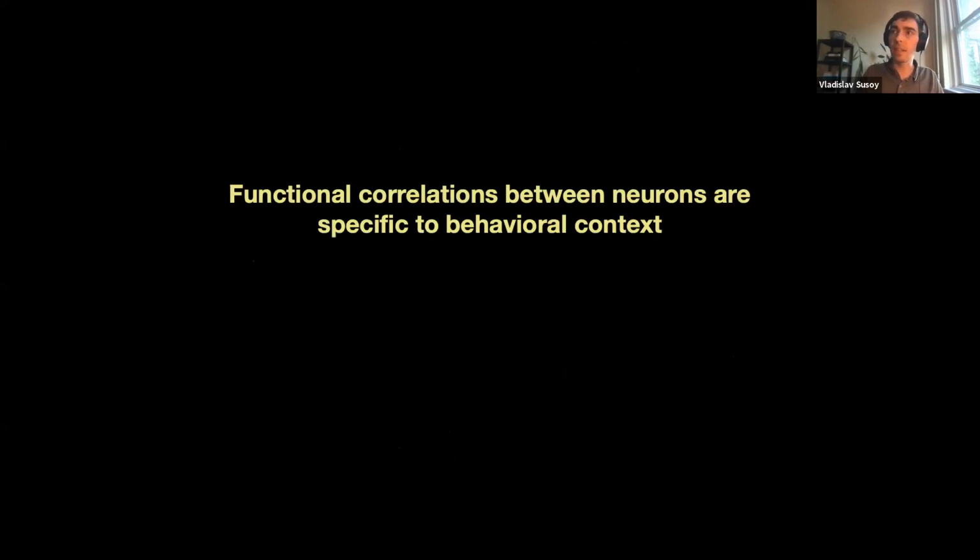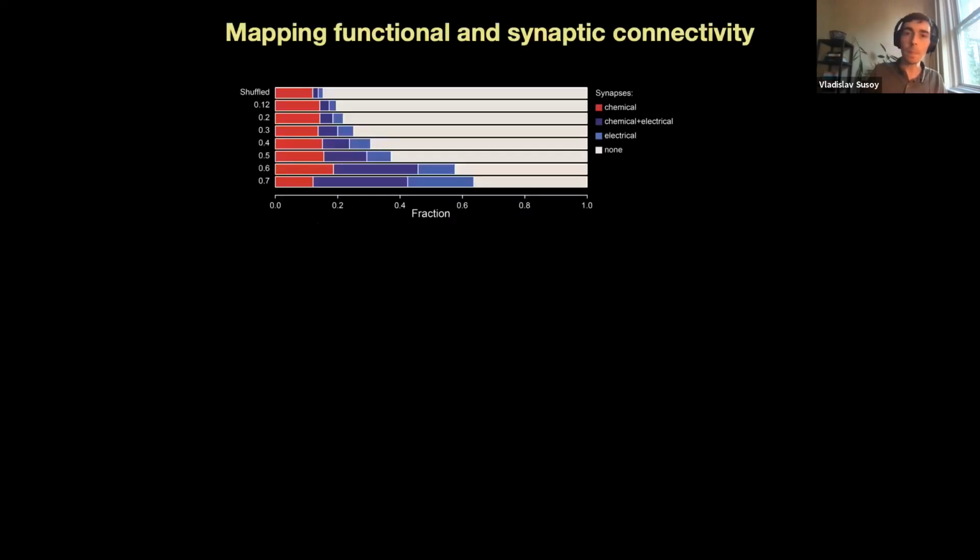So if the functional correlations can be different depending on behavioral motifs, then the question is how one synaptic wiring diagram supports multiple patterns of functional correlations. And of course, in this case, you would assume that the patterns of functional correlations cannot relate one-to-one to the synaptic connectivity. And this is indeed the case.